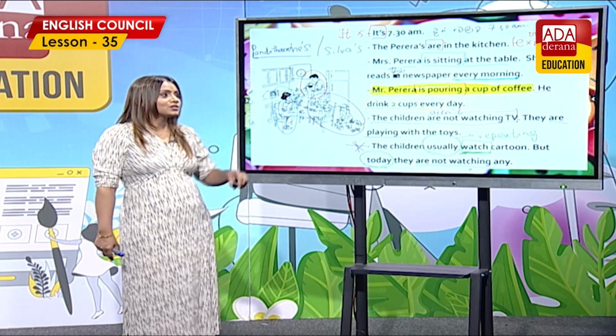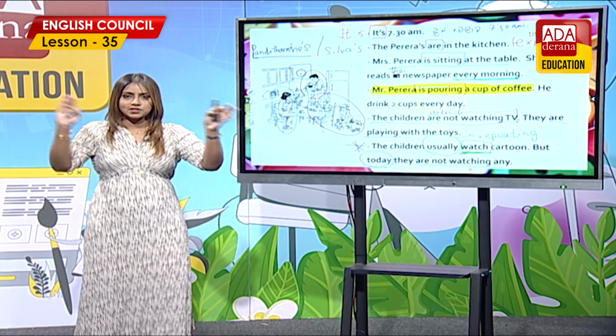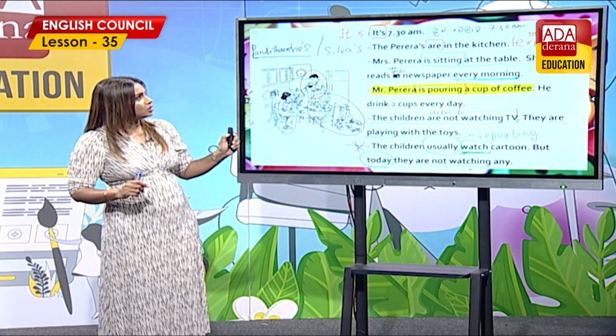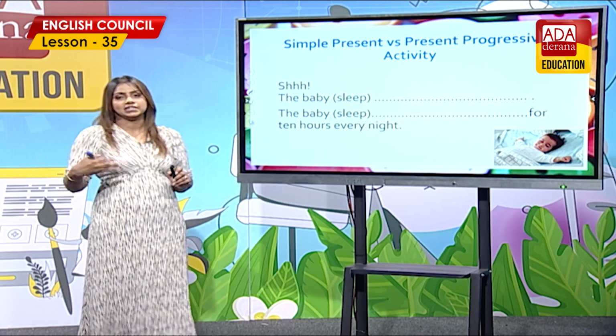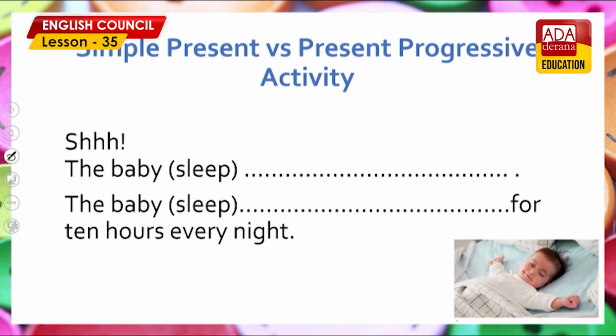Okay? So this is about the picture and the simple present, present continuous difference. Right, okay, let's move on. So I have a lot of activities now, right? We're practicing simple present and present progressive differences. Can you see a cute baby sleeping here?